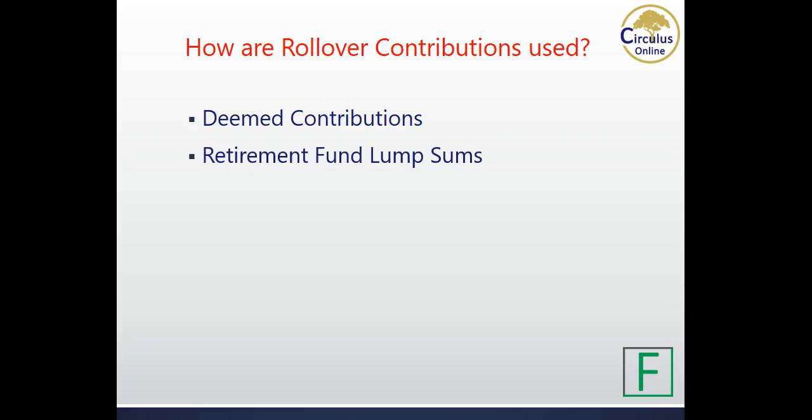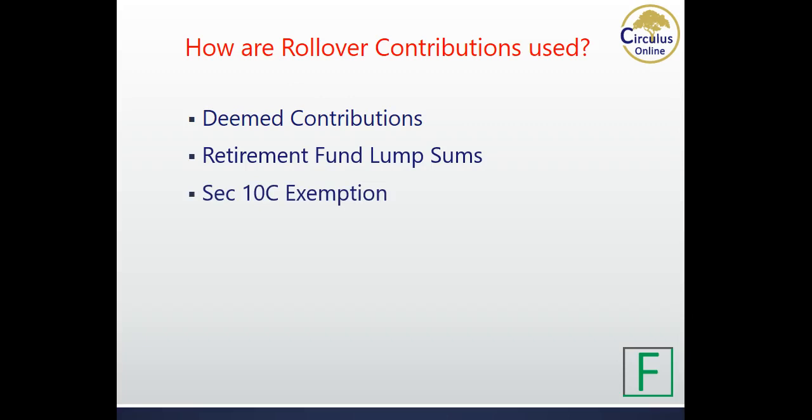The second way that you can use it is to reduce the taxable portion of your lump sum. We've already discussed this in the first lesson in this tax implication section. So if you have a lump sum, you have excess rollover contributions, you can deduct that from the lump sum being received in order to reduce the taxable portion of that said lump sum.